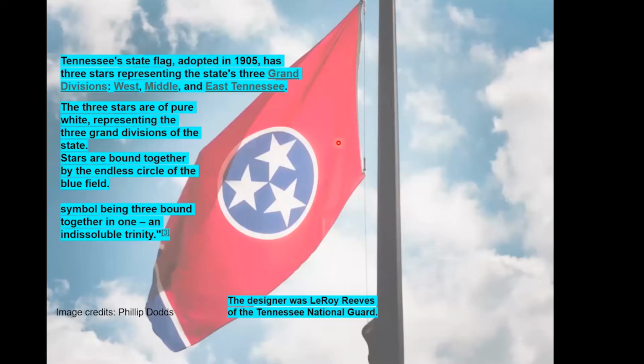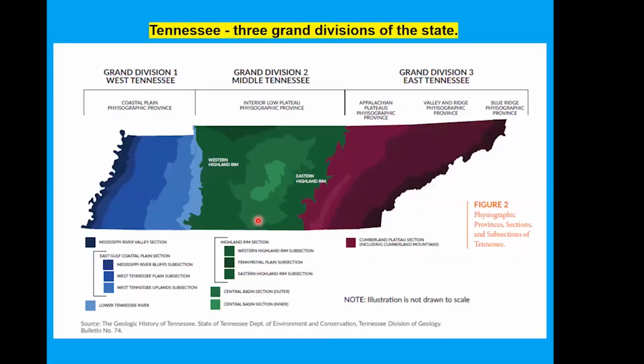Now we're going to get into the 3 divisions of Tennessee, and this is imprinted on our beautiful flag with the 3 stars. They adopted this flag in 1905. It represents the 3 grand divisions, West, Middle, and East Tennessee. They're pure white, representing 3 grand divisions. The stars are bound together by a circle of blue, and the symbol means that they're just bound together in one trinity. So it has a pretty nice symbol of Tennessee.